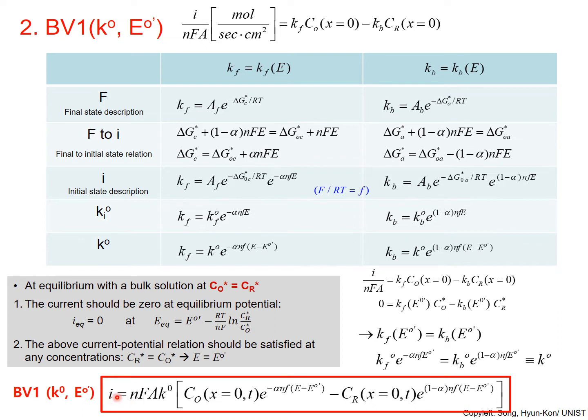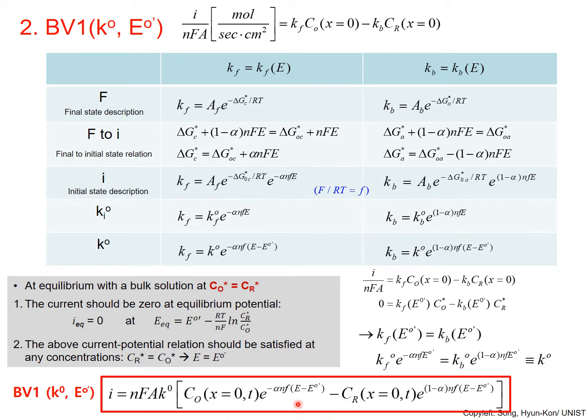Current is equal to nFA, always nFA, it should be involved, with k0. You can find the k0 on both rate constants, so you can get the k0 out of the parentheses. And still we have surface concentration here.